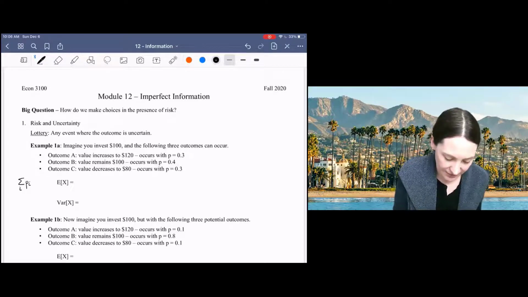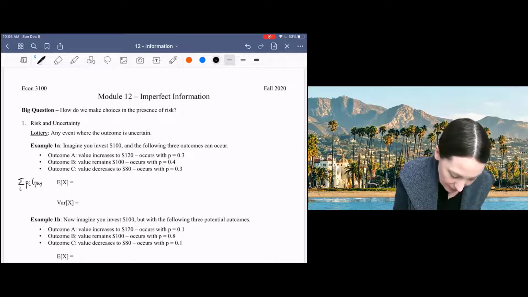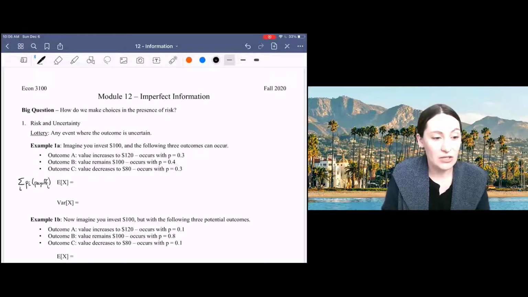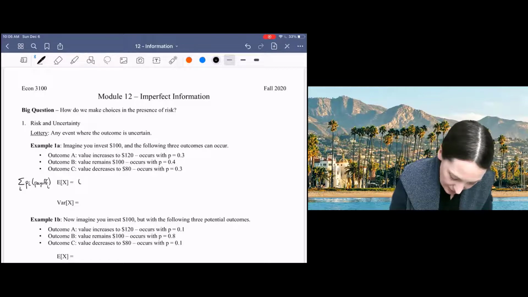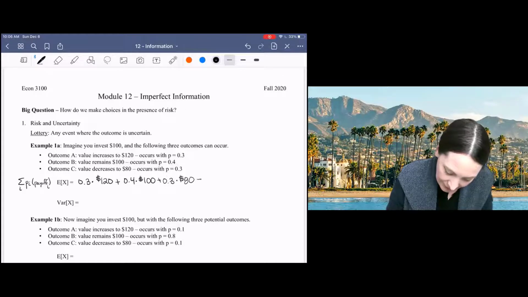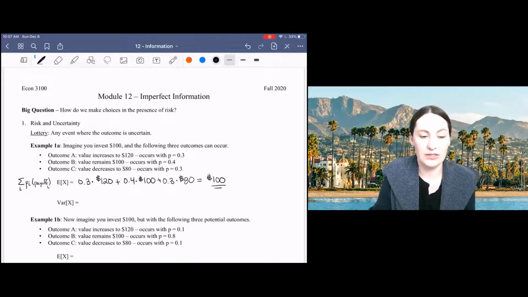Okay, so here we have probability of outcome i times the payoff of outcome i. So in this particular lottery, the expected value would be 30% chance that we get $120, plus 40% chance our investment yields no payoff, plus a 30% chance that the investment declines in value. And if we add all of that up, we can see that the expected value of the investment is $100.